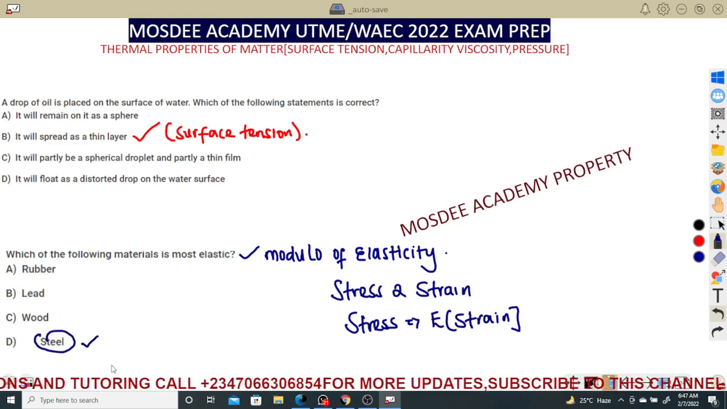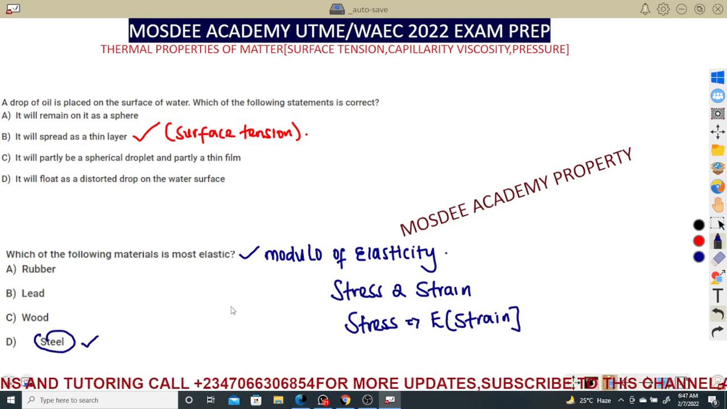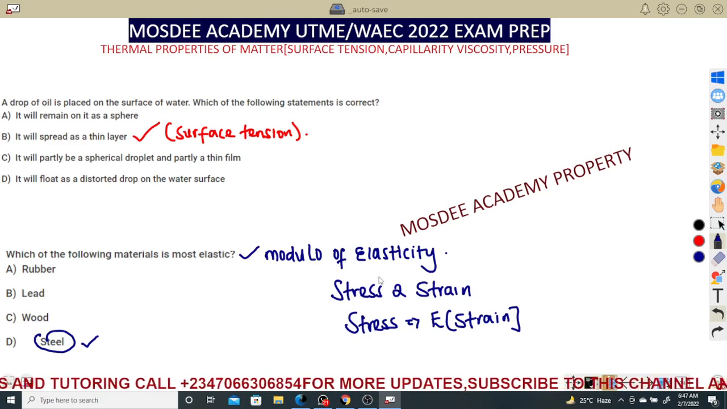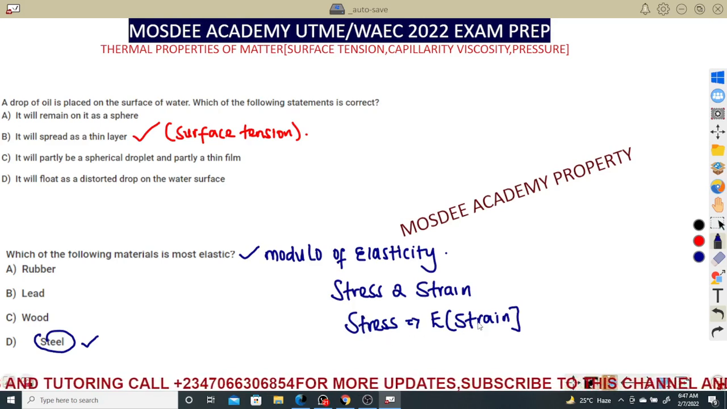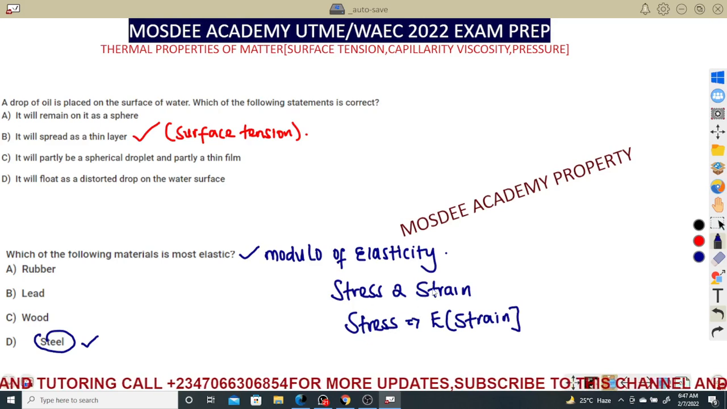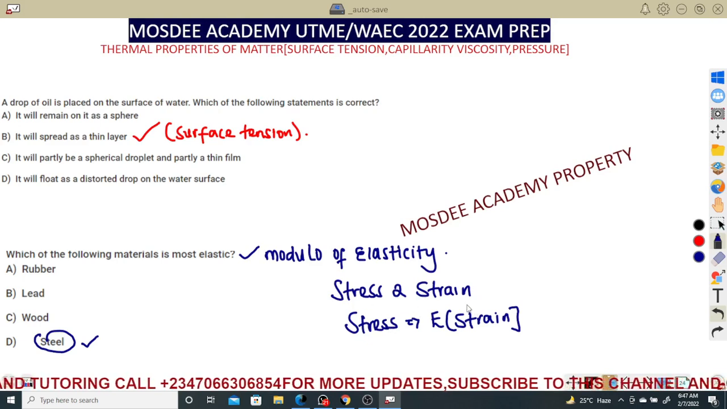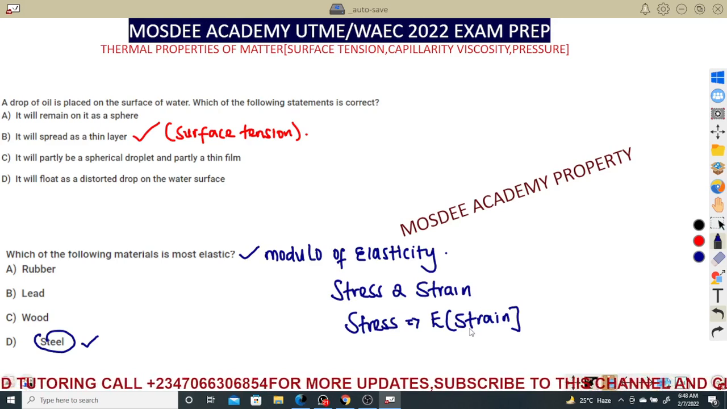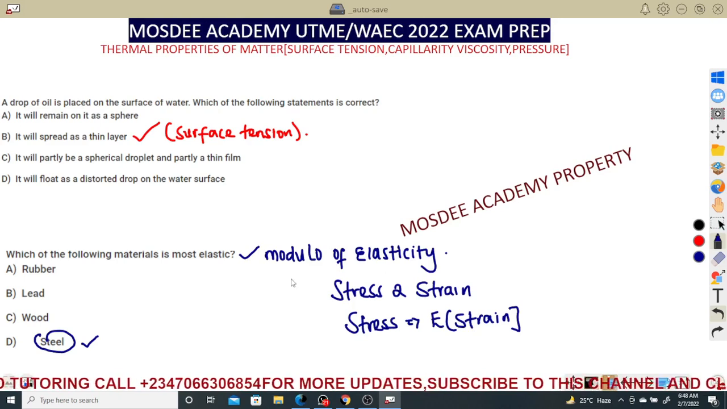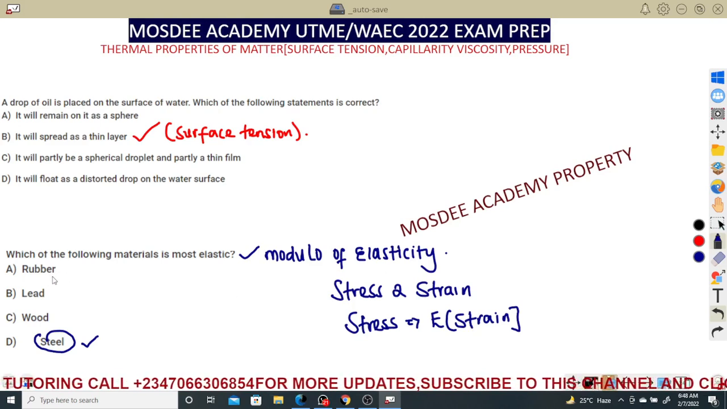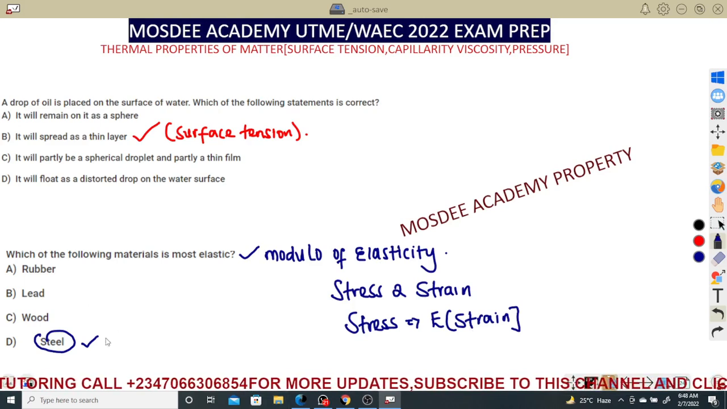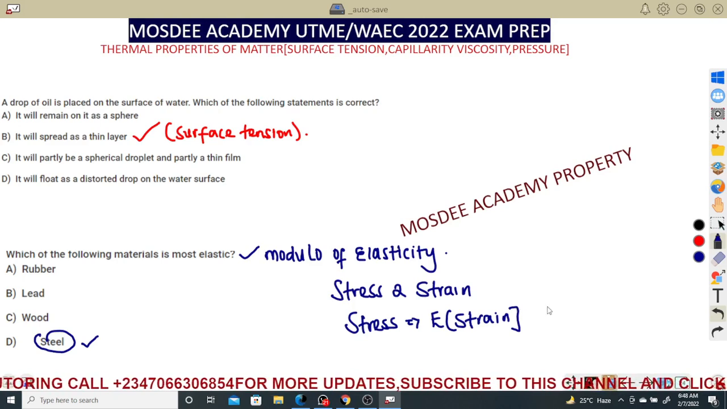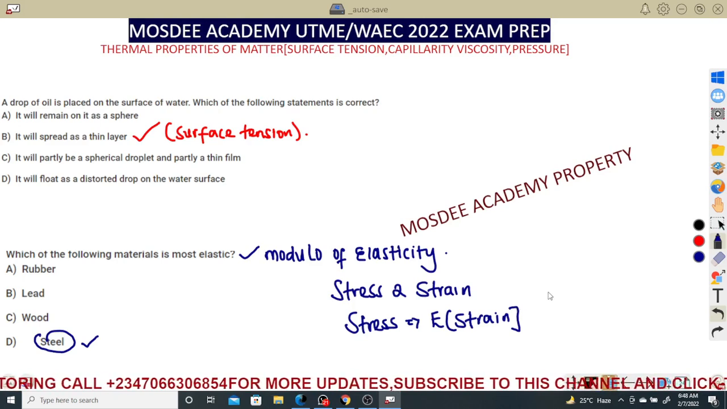Iron is more elastic than rubber because stress is proportional to strain. The amount of force you give, E equals stress over strain. At every point in time, the stress is always proportional to strain. Like I said, if you want the visual concepts, watch the video. They are well explained, and this is just a very technical question where most of you are going to fail, thinking rubber is more elastic than steel. So keep that in the back of your mind. Modulus of elasticity: stress is always proportional to strain.